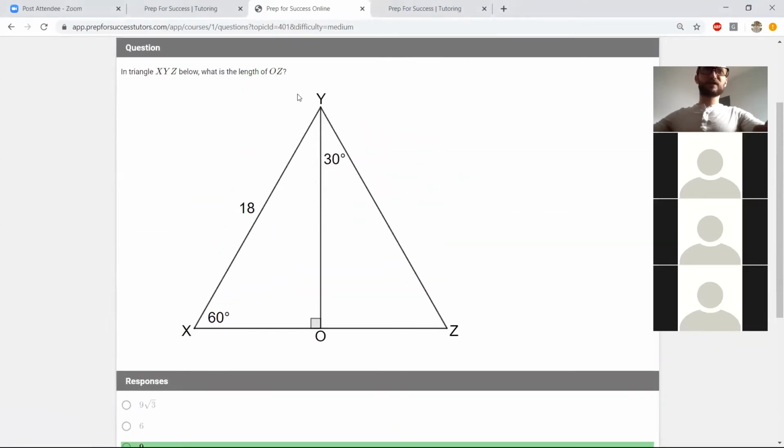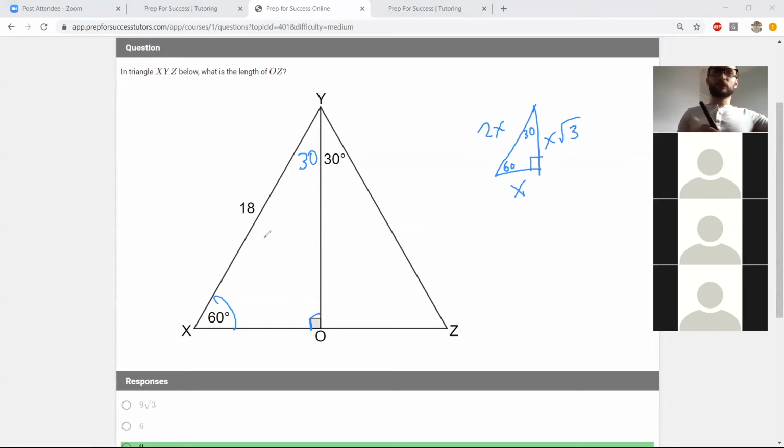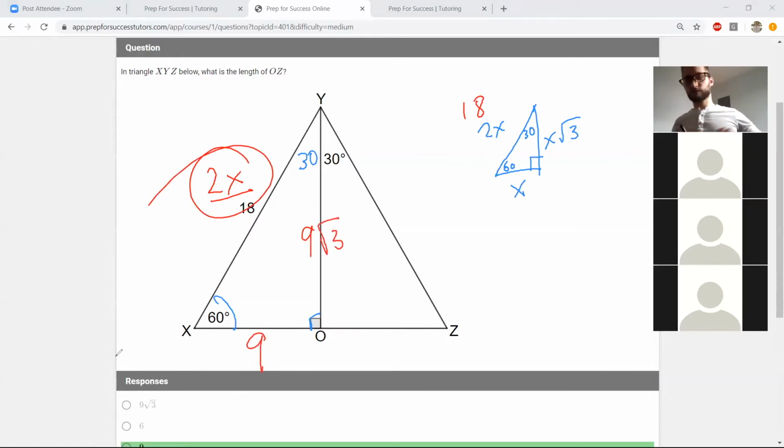So the reason why we know it's 9 is because here we have a 30, 60, 90. So ready, look right here. This is 60. This is 90. So this is 30. If you guys remember, the 30, 60, 90 looks like this. Whatever is across from 30 is x. Whatever is across from 60 is x root 3. And whatever is across from the 90 is 2x. So they said that this right here is 2x. This is the 18. So if 2x is 18, that means I know x is 9. So this would be 9, 9 root 3, and then 2x.